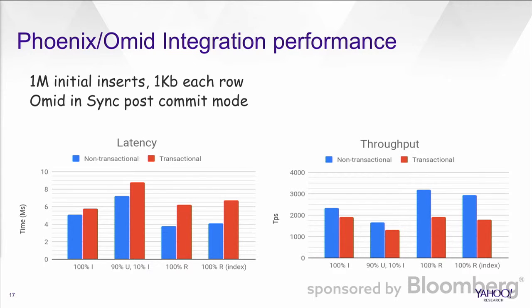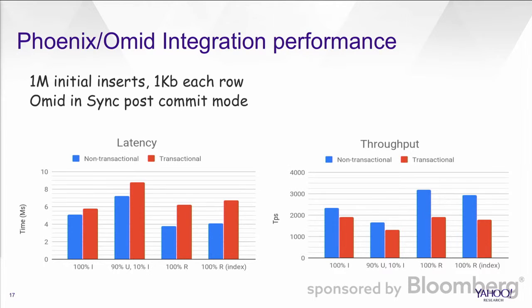So I want to present the numbers that we got. We took the app that I talked about before, the ad ingestion, but we ran it with synthetic data due to IP issues. We just inserted 1 million entries, each one is 1 kilobyte, and we used Omid in sync post-commit mode. There is an async mode which is more efficient, but here sync was enough.